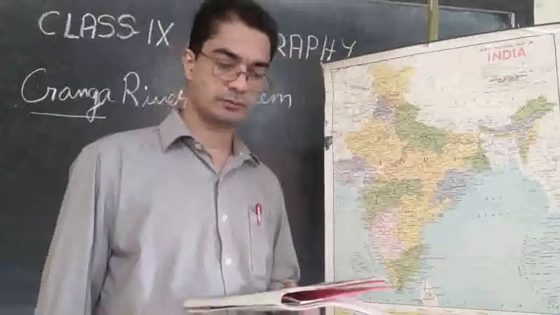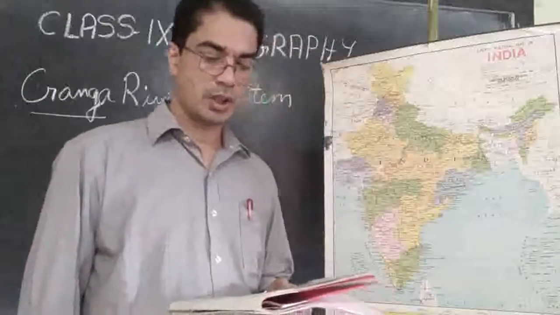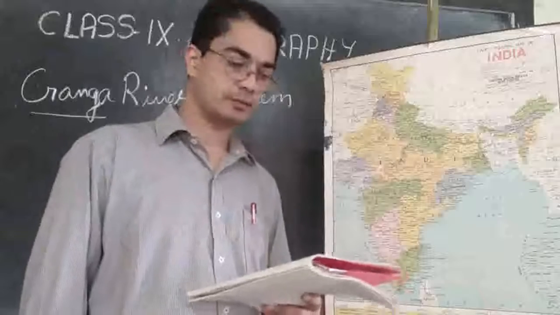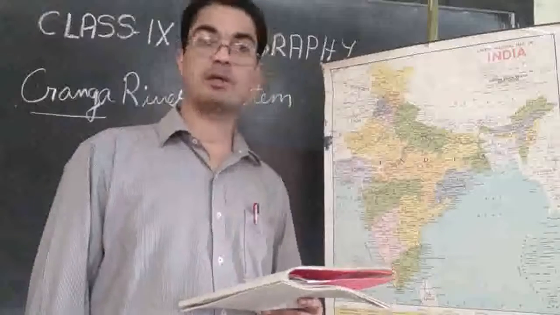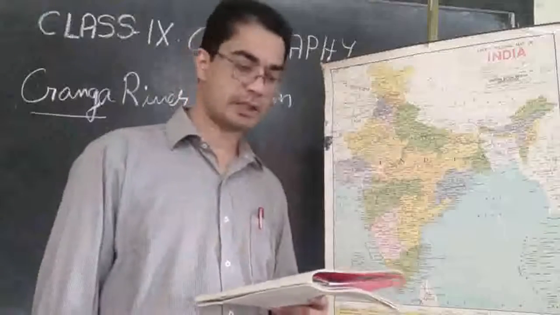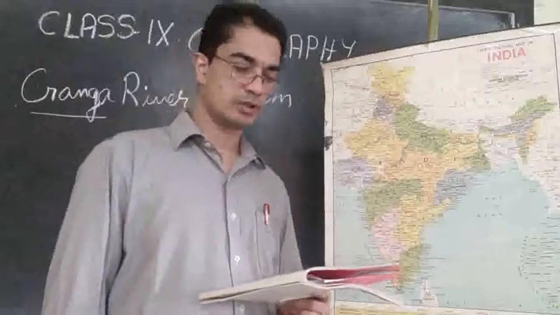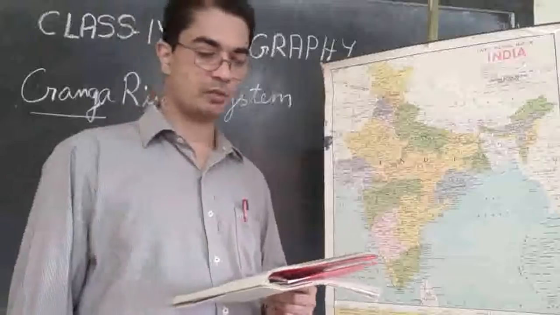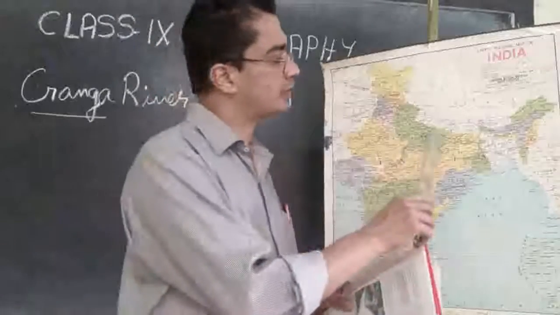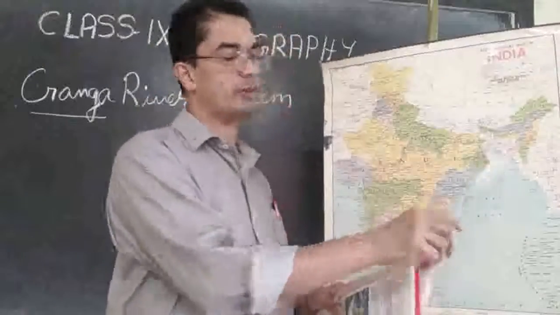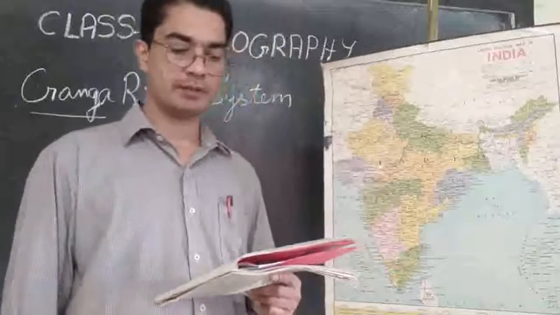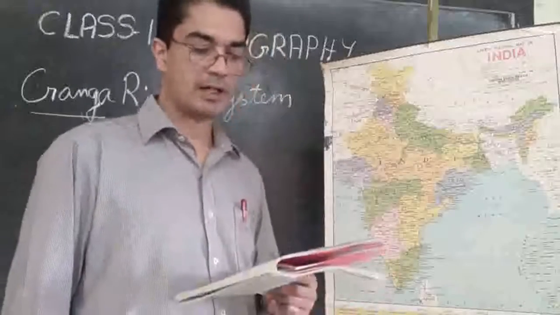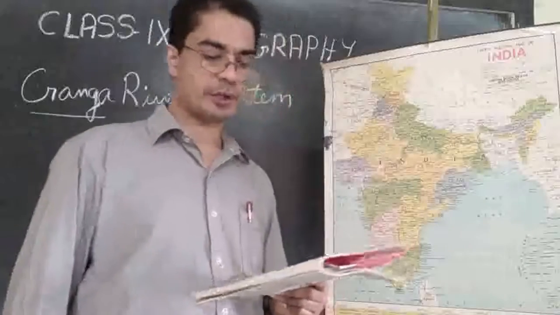Then the mainstream is the main river Ganga. Another one is Bhagirathi Hooghly. Another one is Ganga. Ganga is the mainstream. So the mainstream flows southwards into Bangladesh. So it will flow towards the south and enter into Bangladesh. Then it is joined by the Brahmaputra.